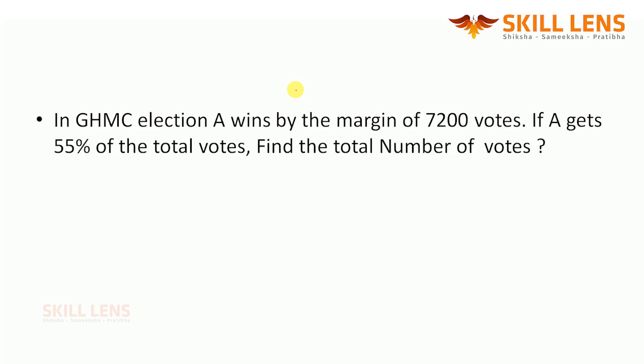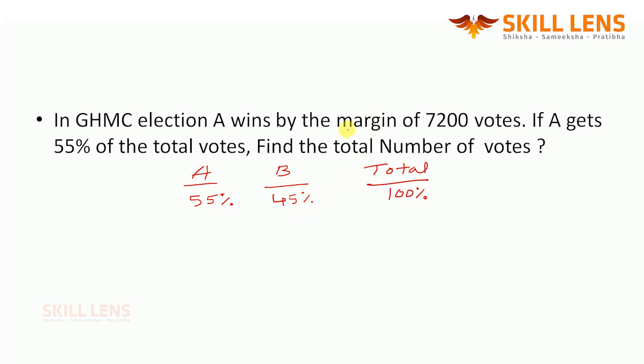In GHMC election, A wins by a margin of 7,200 votes. If A gets 55% of total votes, find the total number of votes. It's very easy, guys. There are two candidates, let's say A and B. What is the total? We don't know; that's what we need to figure out. Let's assume the total is 100%. When the total is 100%, A secured how much percent? 55%. When A secured 55, it is obvious that A plus B is 100. Then what is B? Can I say 100 minus 55, which is 45%?